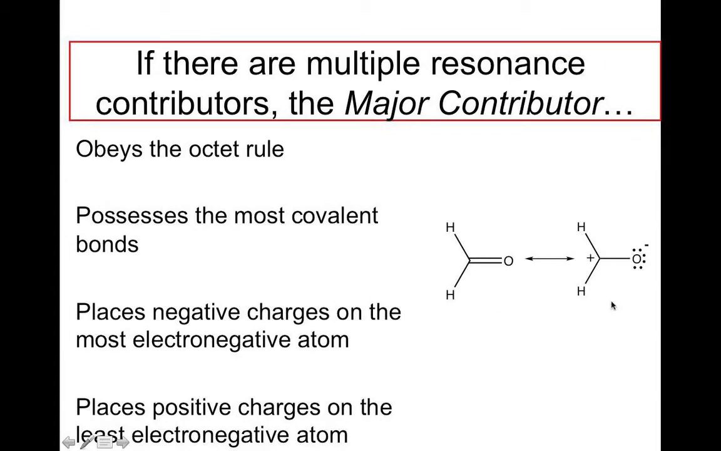Note the two resonance contributors of the structure of formaldehyde drawn here on the right. The contributor on the left has 4 covalent bonds drawn. The contributor on the right has only 3 covalent bonds drawn. The contributor on the left obeys the octet rule. The contributor on the right does not obey the octet rule. Note that only the oxygen contains 8 electrons around it. As drawn here, the carbon is missing a pair of electrons and thus does not satisfy the octet rule. Based on these two criteria alone, we can determine that the major resonance contributor for the resonance hybrid of formaldehyde is the structure on the left.